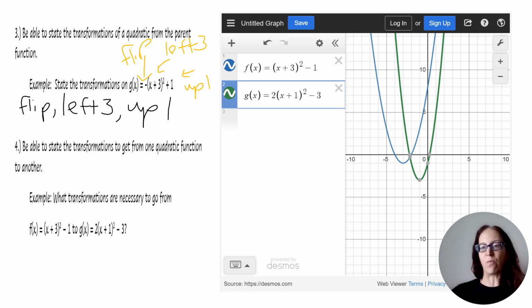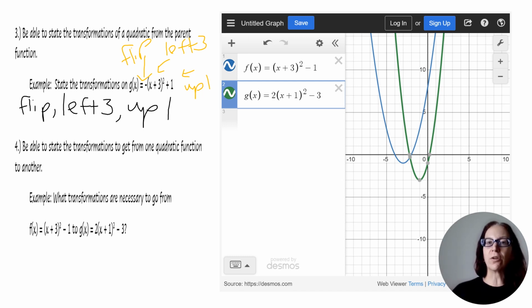Again, you want to look at where that vertex is. You can see that vertex has gone left 3, and the vertex is up 1 from the parent function. So feel free to do that for a little bit of extra confidence. Now, I put the Desmos on here more for the fourth one, which is be able to state the transformations to get from one quadratic function to another.